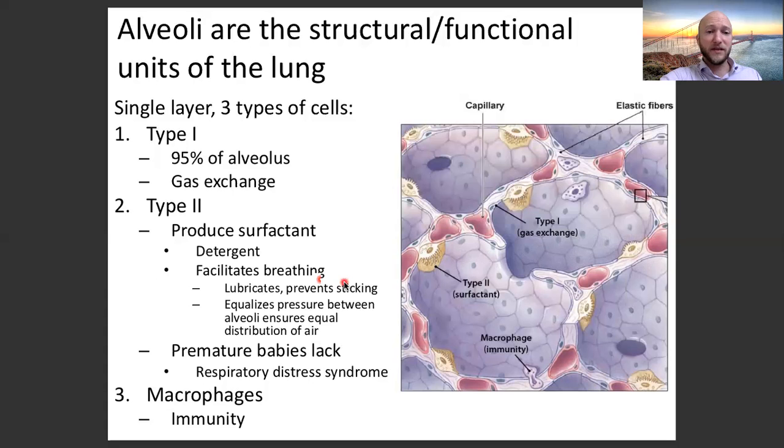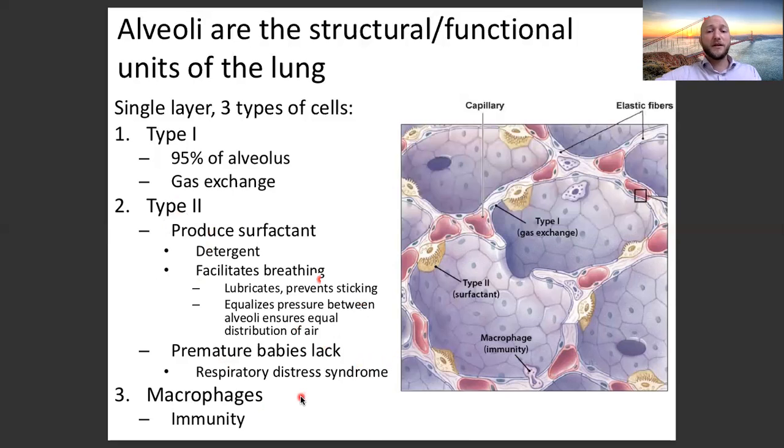One clinical application of these type 2 cells: premature babies often have underdeveloped type 2 cells that are not producing enough surfactant. And so one major issue with premature babies that are born too early is respiratory distress syndrome. They're not able to inflate their lungs. Their lungs are like a balloon with no air in it. They're kind of stuck, and they have trouble opening those alveoli up. And it's due to insufficient function of type 2 cells.